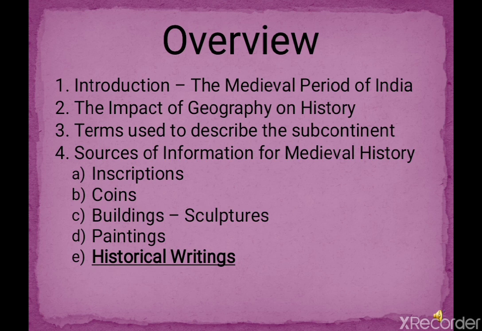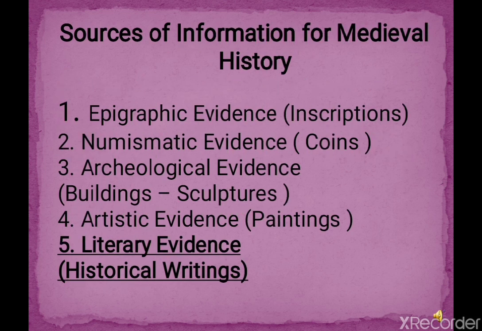In historical writings, we discussed type 1, indigenous sources. Today, we will discuss remaining historical sources, type 2, foreign sources. Now, let's discuss the remaining sources of information and evidences used by the historians to write about the medieval period of Indian history. Point number 5, literary evidence and historical writing. Its second part, foreign sources.